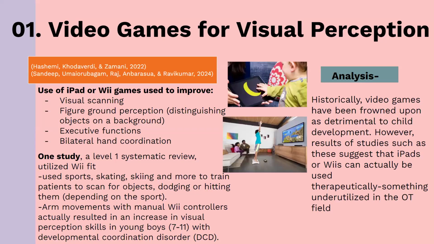So starting off with video games for visual perception, there were multiple studies with this, and they used iPad or Wii games to improve visual scanning and figure ground perception, which is the ability of a child to distinguish objects on a background. They also found that they improved executive functions and bilateral hand coordination. As you can see in the pictures with the Wii or the iPad, specifically tasks that involved the use of both hands and the visual system promoted the most progress.